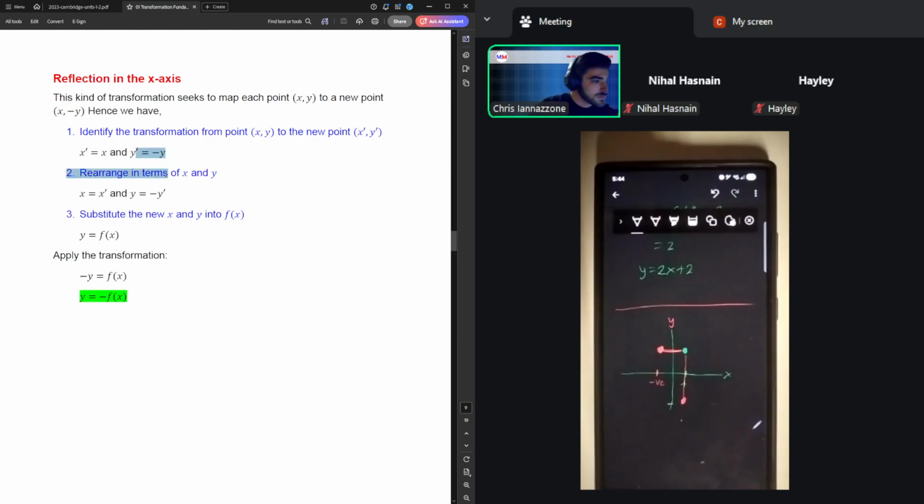Back to the screen share, everything's still the same, right? Negative on the y, negative on the y, negative on the y. And whenever you basically have anything that's impacting the y variable, you've got this additional final step of just making sure that the y is back on its own.